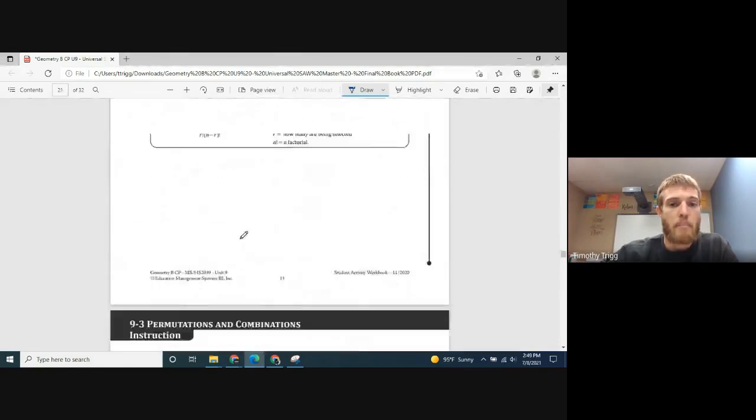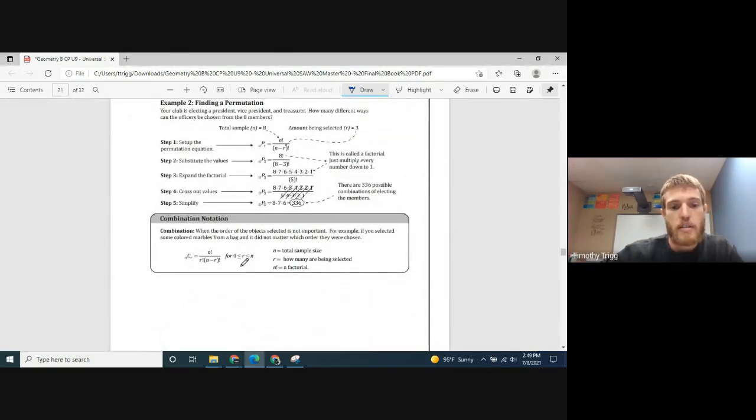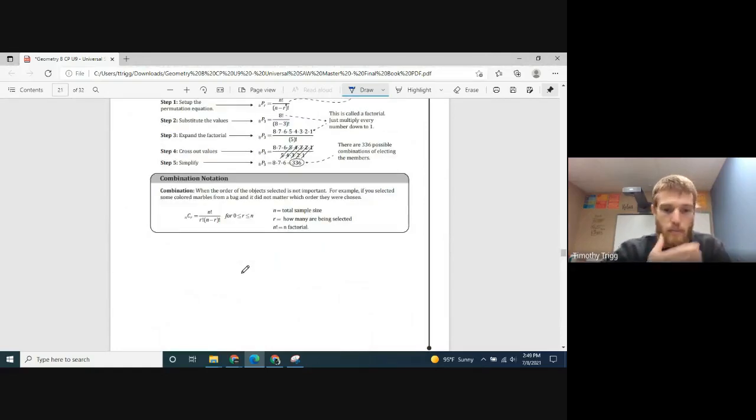So now we've learned about permutations. Let's now learn about combinations. So combination is when the order of objects that you select does not matter. Okay. So I'm going to give you 2 scenarios. One of these is a permutation. The other is a combination. Remember, in a permutation, order matters. In a combination, order does not matter.